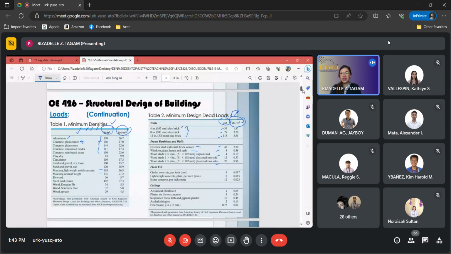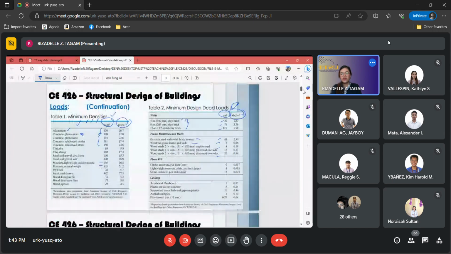And naa pod tay given for our floor fill. Floor fill is our slab. No, cinder concrete per inch. Tanawa ninyo, it's per inch. And ang unit diri is pounds per square foot. So it means ang unit niya is pounds per square foot per 1 inch. Kay per inch man, no? So kaning inch nga gi-multiply diri is ang kabagaon sa imong slab. What's the thickness of your slab? Okay?